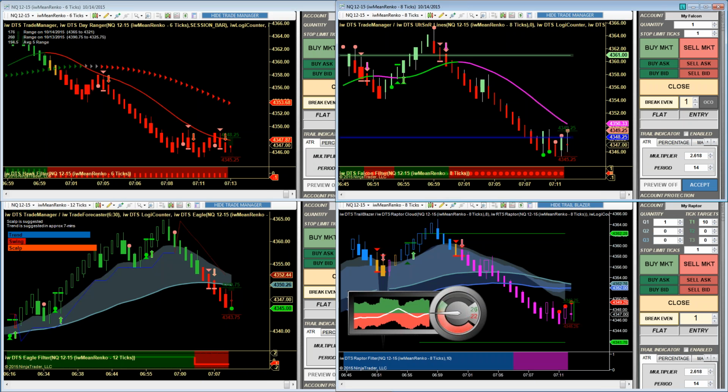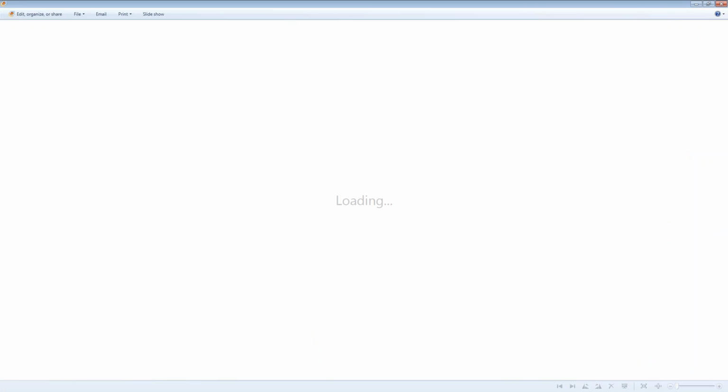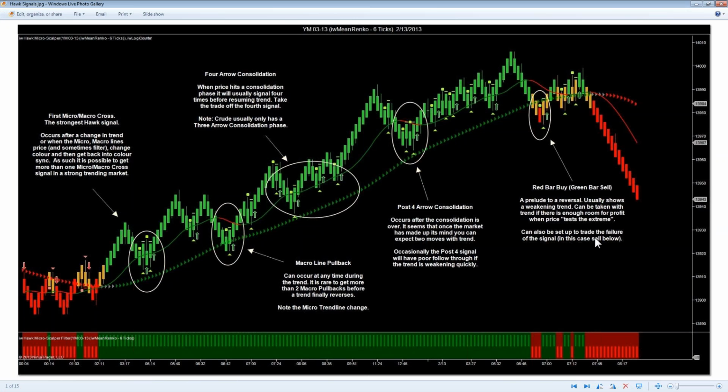And it's not that difficult to find the entry signals. I know it looks a little confusing right now because it's all new to you, but let me show you. We have what we call a cheat sheet. And here's the cheat sheet for the Hawk scalper.